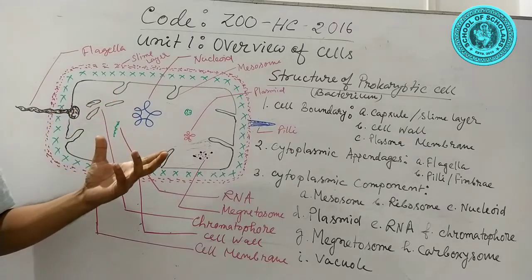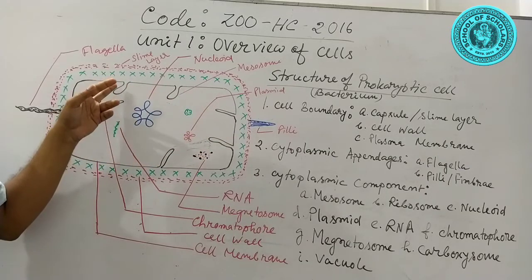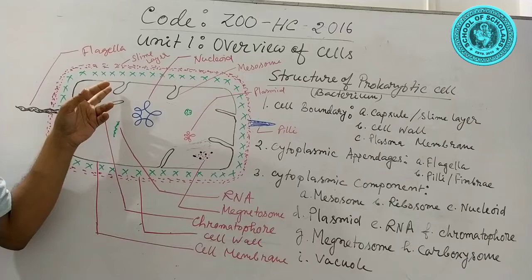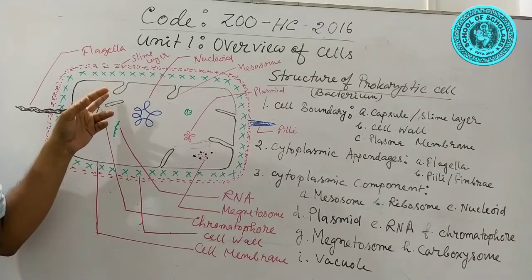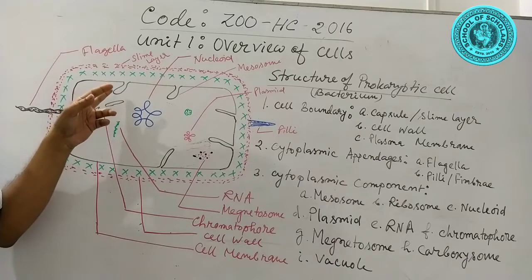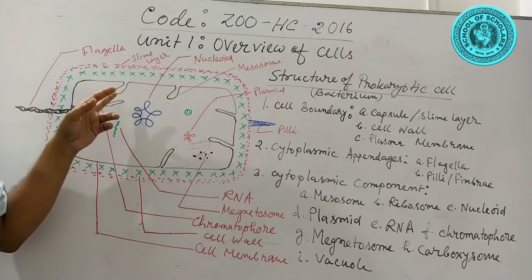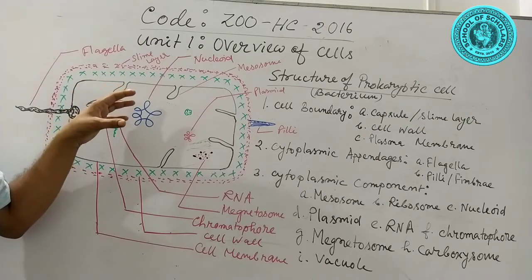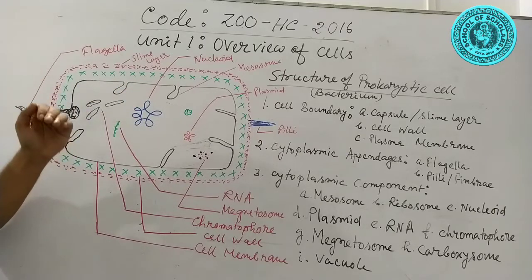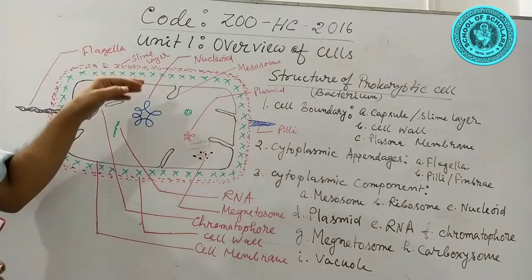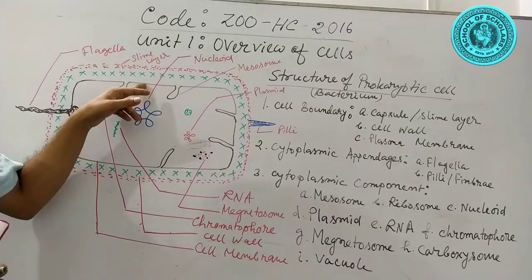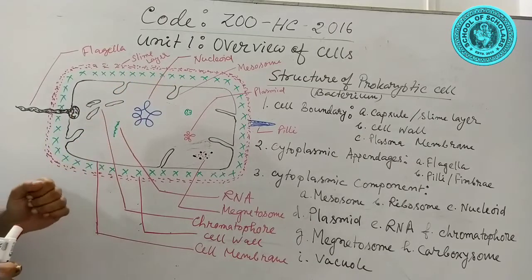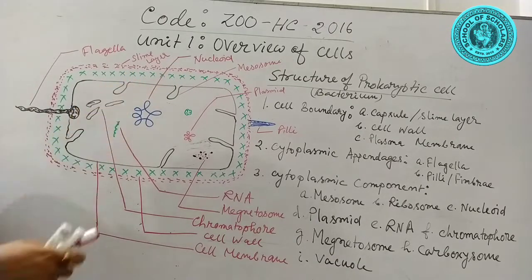At first, I am going to describe the plasma membrane. This is the plasma membrane. The plasma membrane is elastic in nature, and this membrane is formed of lipoprotein. It is chemically lipoprotein in nature. The cell membrane is otherwise also called the plasma membrane.